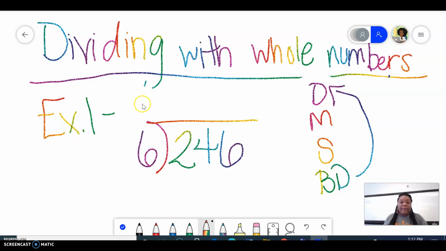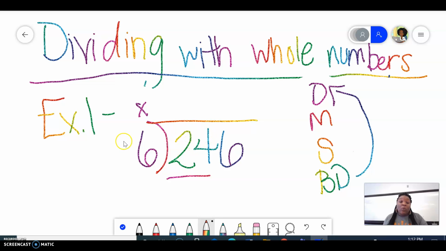So step 1, you'll always see Ms. Neville put a multiplication sign over here in the corner, because it kind of reminds me to follow step 2. So step 1, I want to find out how many times 6 will fit inside of 24. I want to look at those first 2 digits. How many times will 6 fit into 24?